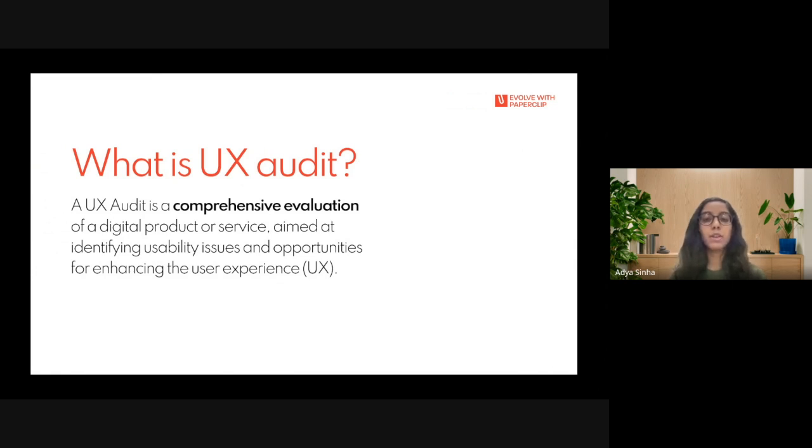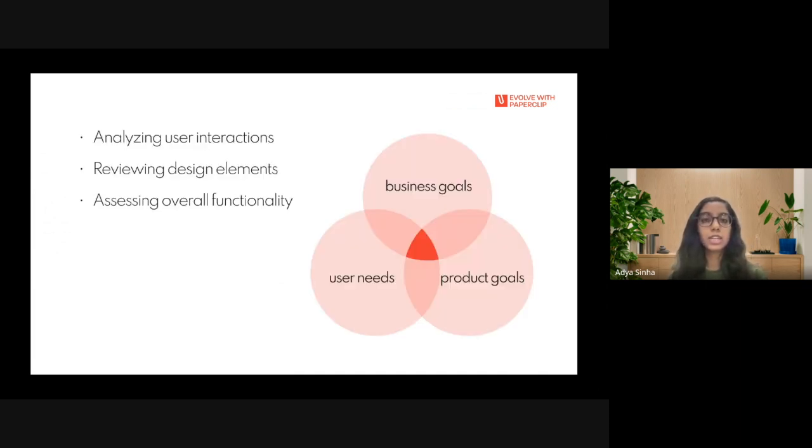So, in a gist, a UX audit is a comprehensive evaluation of a digital product or service, be it a website, application, or platform, aimed to identify usability issues and opportunities for enhancing the user experience. Now, an audit typically involves analyzing the user interaction, basically, how the product is helping users interact, as well as reviewing the design elements, that is, how different elements are coming together to create an experience for the users, as well as assessing overall functionality to ensure the alignment of both business goals and product goals with the user's need.